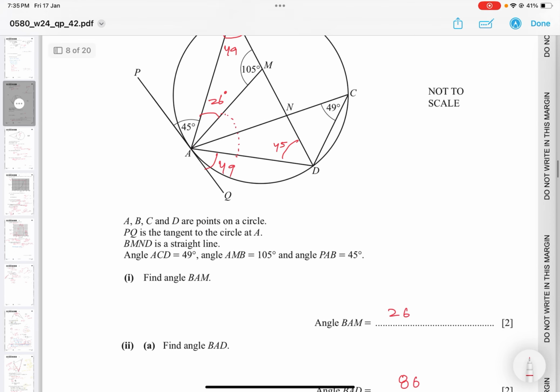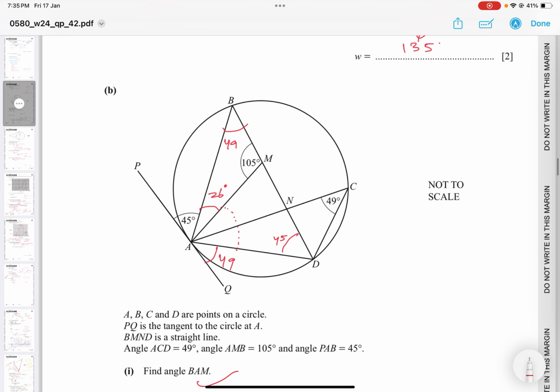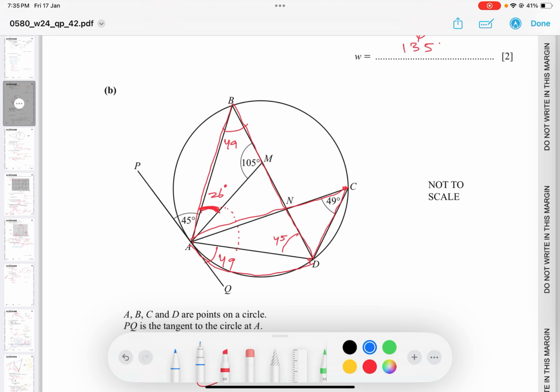Very simple. Now we have to find angle BAM. Okay, let's do it. See, we have to find the value of this angle. How can I find the value of this angle? It is really simple. Can you see over here? Angles in the same segment are equal. If this is 49, it is making the angle 49 at C. It is making the same angle at B because it is made by the same arc, and that is, wait, let me highlight it for you, this one. So if it is 45, this one is also 45.